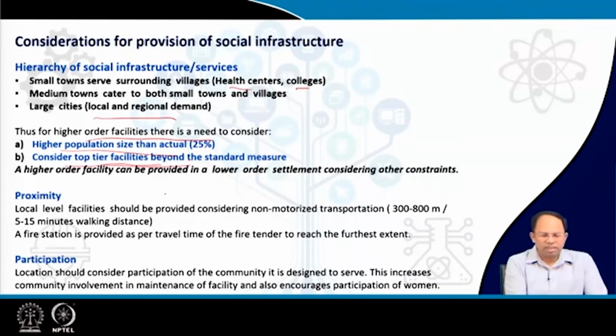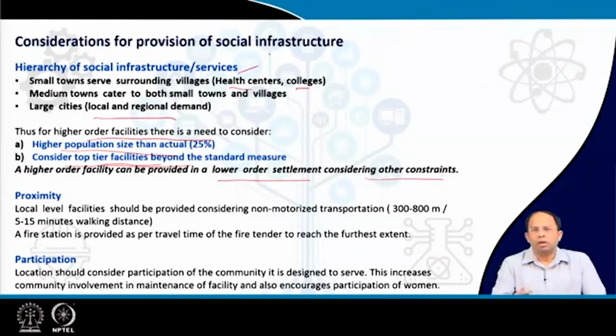A higher order facility can also be provided in a lower order settlement if considering other constraints. Considering land area availability in the main core city area, we can have a higher order facility in the surrounding smaller town or in the nearby village. So that is also possible. So this is the first attribute or property which should be considered when we provide a particular social infrastructure.